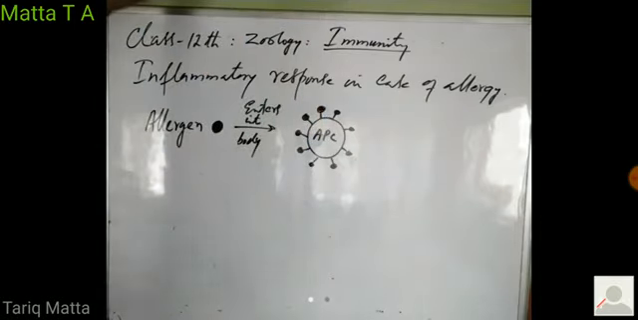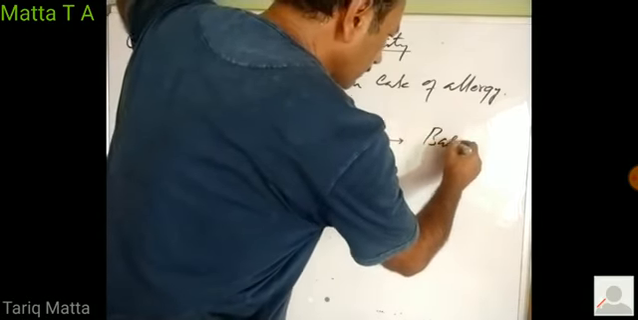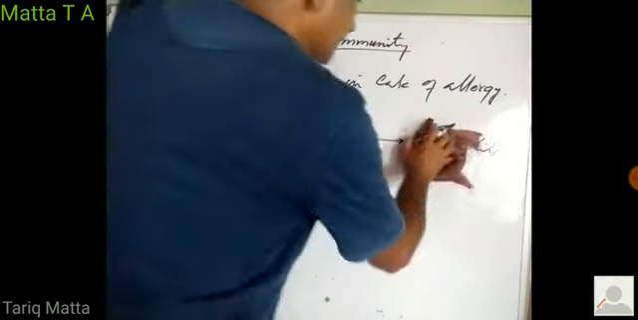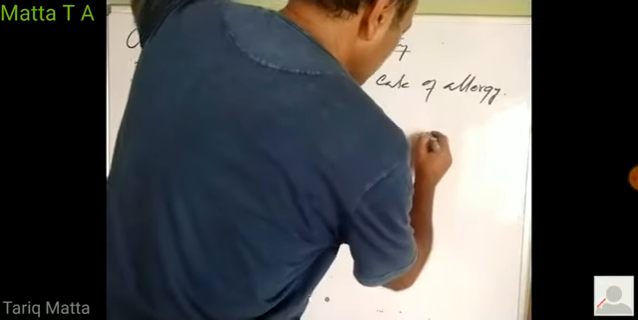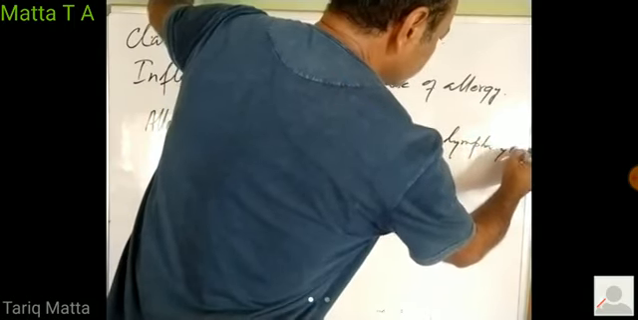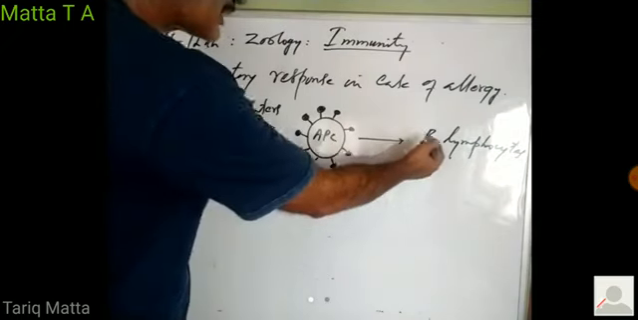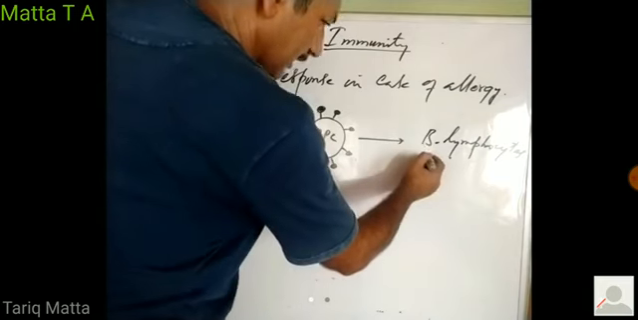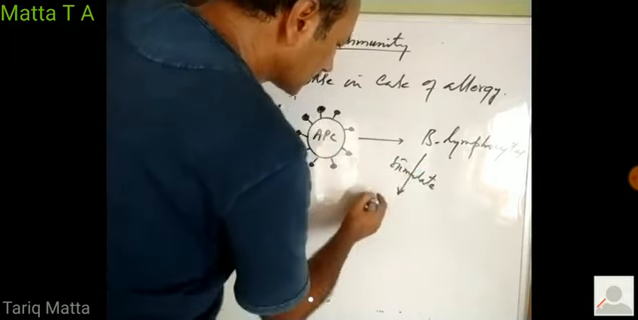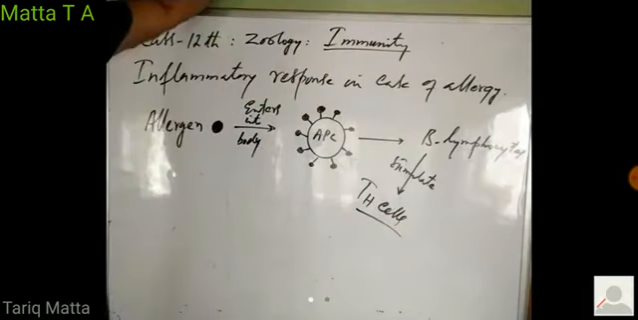These antigen presenting cells present this allergen to, sorry, to B cells, B lymphocytes. These B lymphocytes, as they receive the allergen, immediately stimulate T helper cells. They stimulate helper T cells.